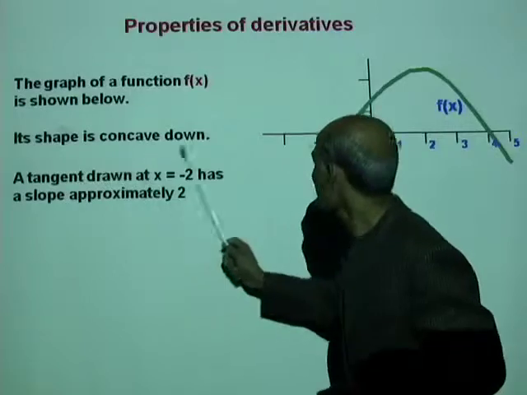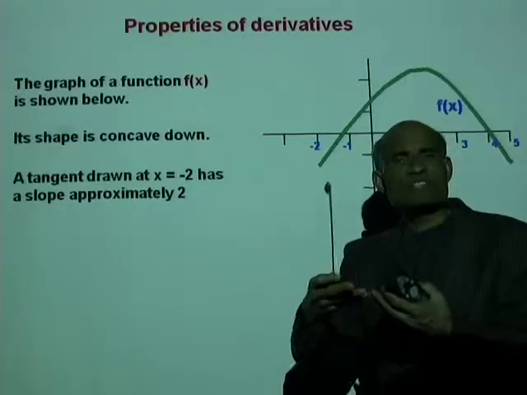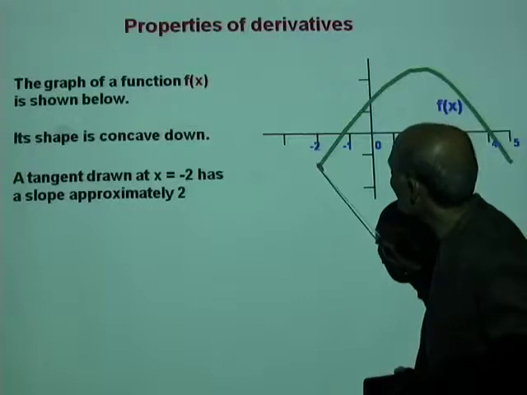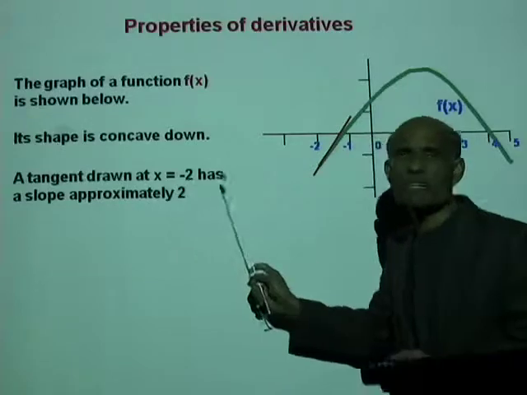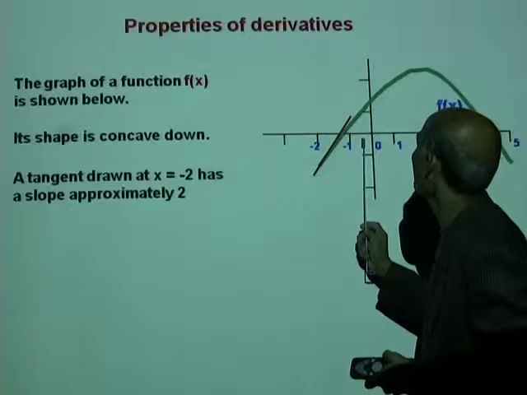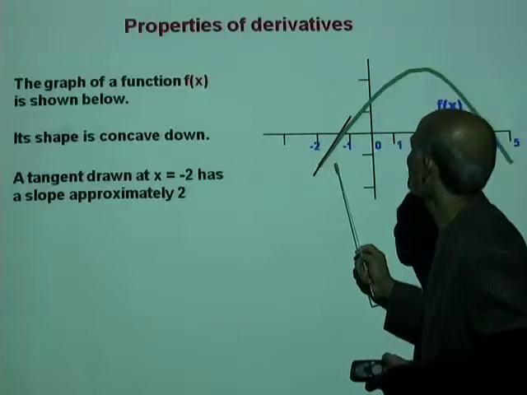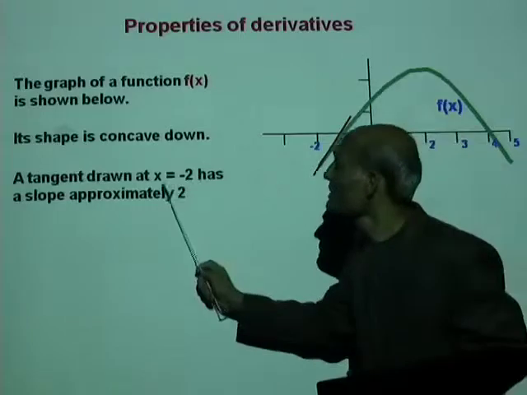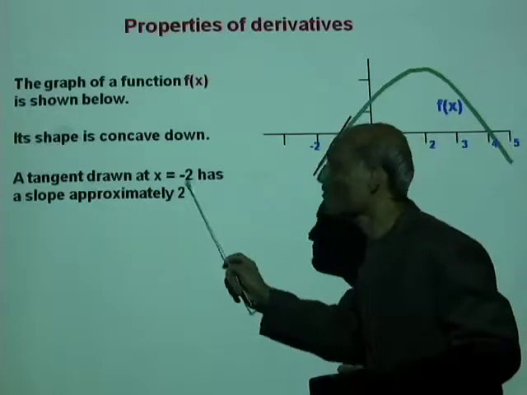Now, a tangent drawn at x equal to negative 2. Well, what I'm doing here is just approximate, just for the sake of explanation. So if I draw a tangent at x equal to negative 2, there you are. Its slope is approximately 2. If I measure the slope, how do you measure the slope? Go one step forward and see how much you got to rise. If I go one step forward, I got to rise almost 2 to reach the graph. That means the slope of the tangent line at x equal to negative 2 is approximately 2.